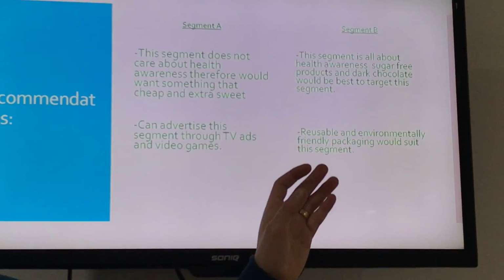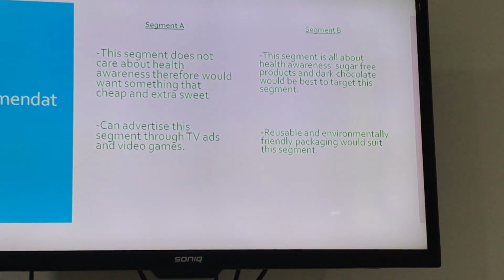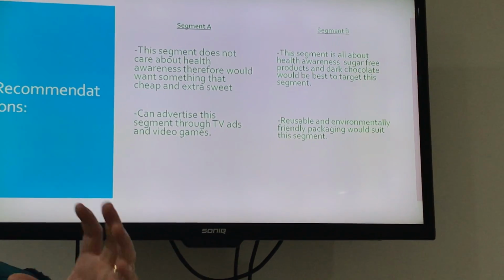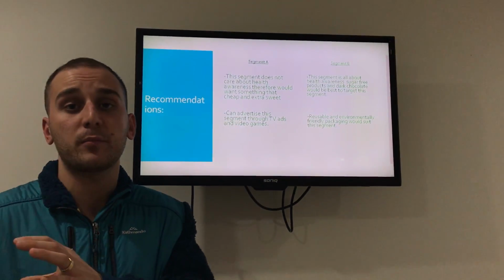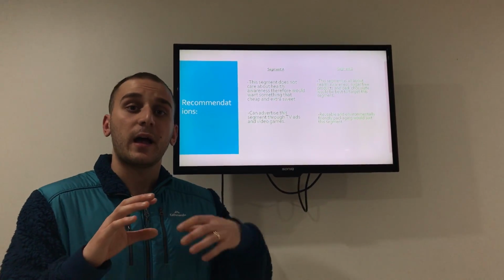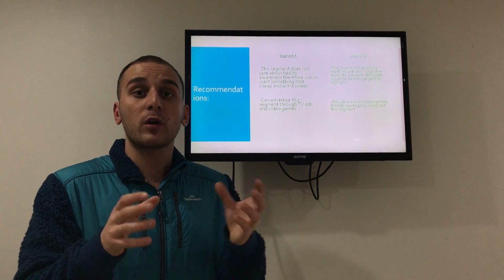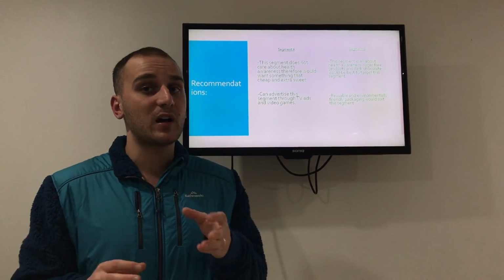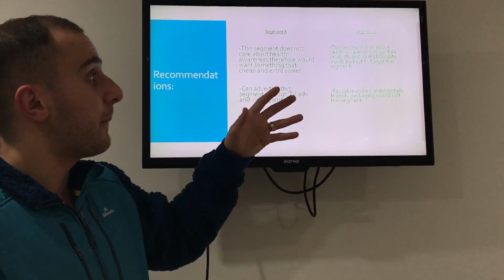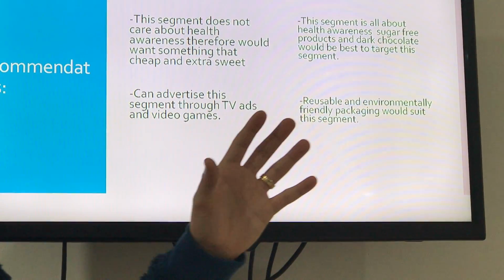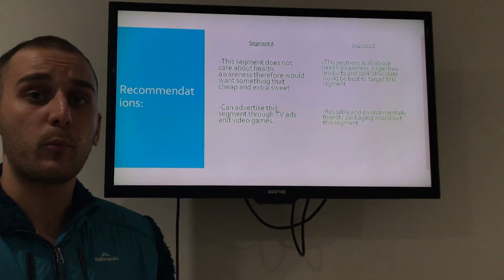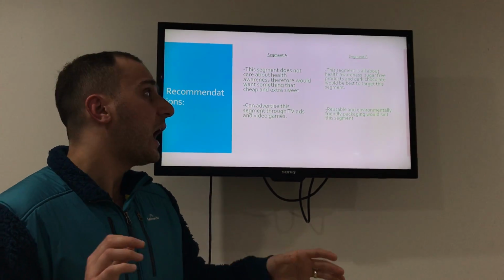Segment B is extremely important if they want to be successful, because we are seeing people from segment A slowly starting to move into segment B due to diabetes and obesity. So, if they want to have a good and long-lasting business, segment B is the one to target. They can do this through sugar-free products, which would be really, really good. We are already starting to see that.